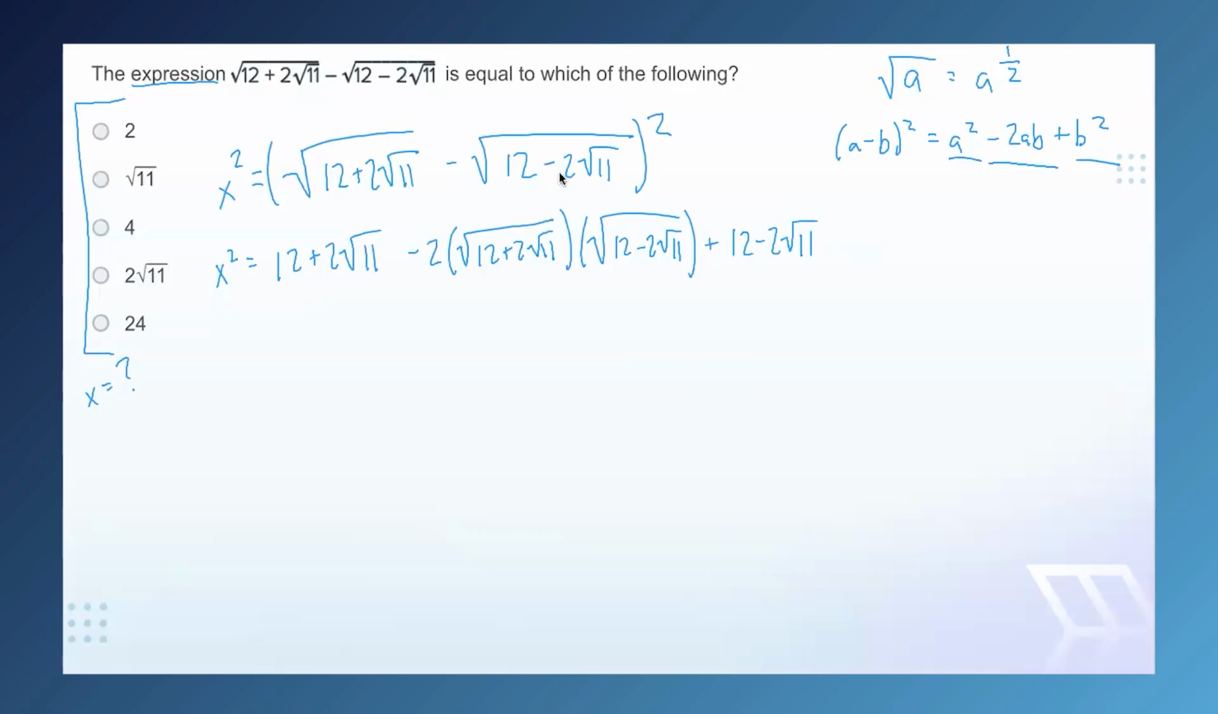Let's start simplifying. So this plus 2 root 11 and this minus 2 root 11 are going to cancel. And then we can add our two 12s to get 24. Okay, in this big term, we see that we have two square roots multiplied by each other. Now, when we have two square roots multiplied by each other, we can multiply what's inside them and combine under one big square root. Now, this is my power of a product rule, just applied in reverse and applied to a fractional exponent or a root.